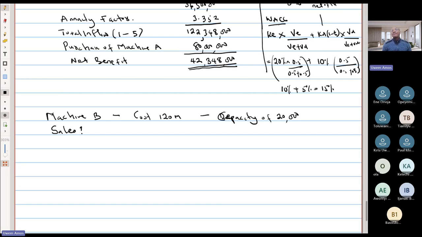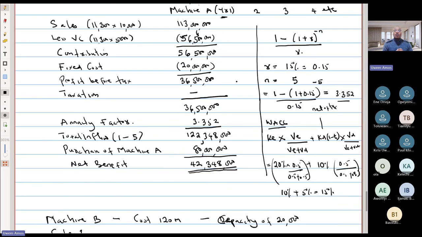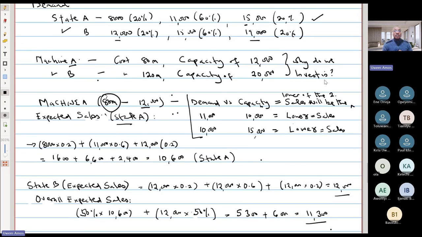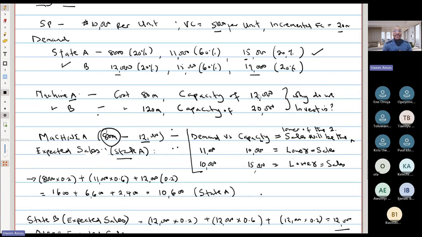Whatever you do, two things can happen to you. It's either you find yourself under state A, where your demand would be 8, 11, 15, or you find yourself under state B, where your demand will be 12, 15, and 19,000. And when you are comparing demand versus capacity, which of the values would be your sales?